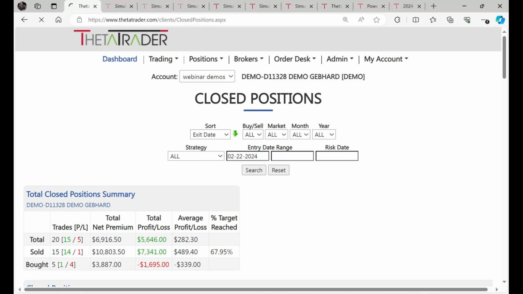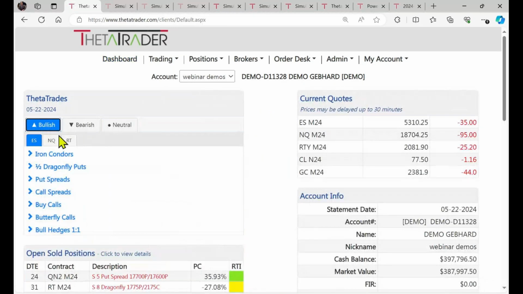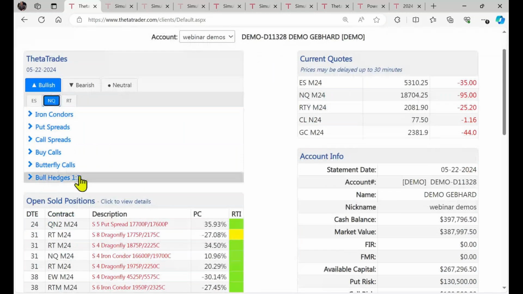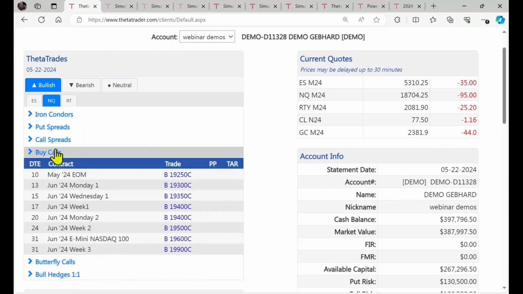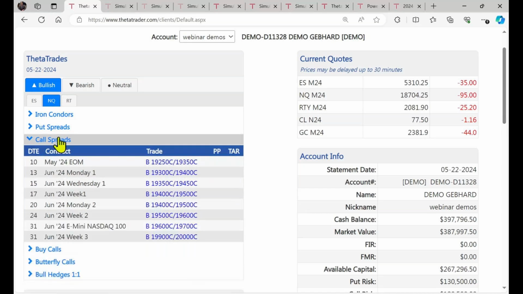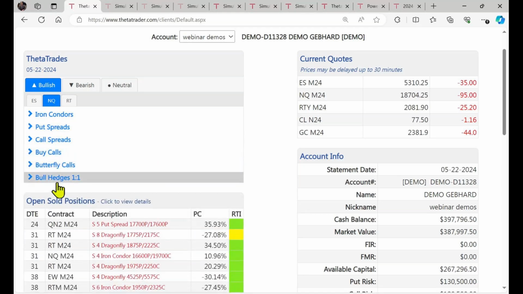But I just want to point out too that, again, if you're really bullish on something, maybe you're bullish the NASDAQ, and maybe you want to just buy some call spreads or outright calls, or you could sell some put spreads here. So there are directional plays you can make.